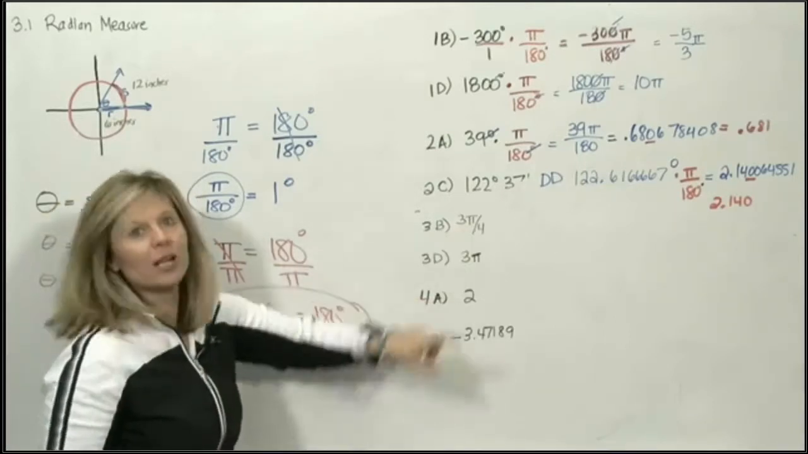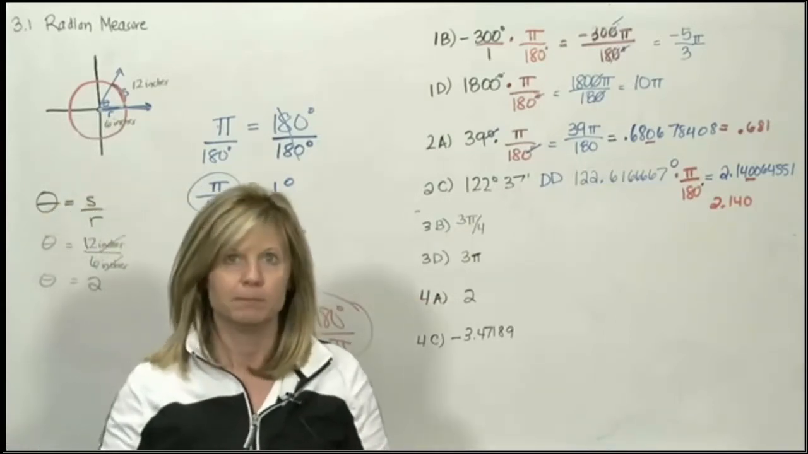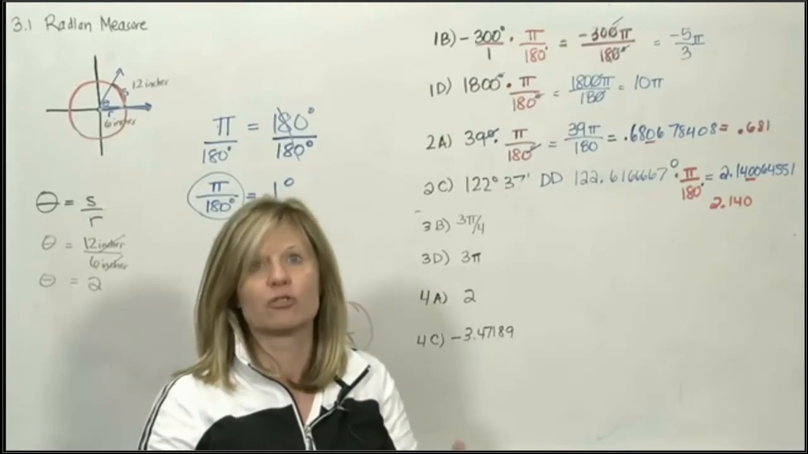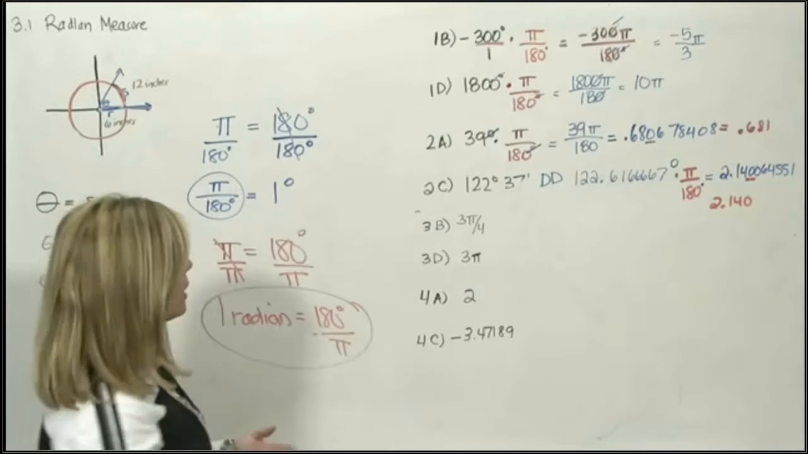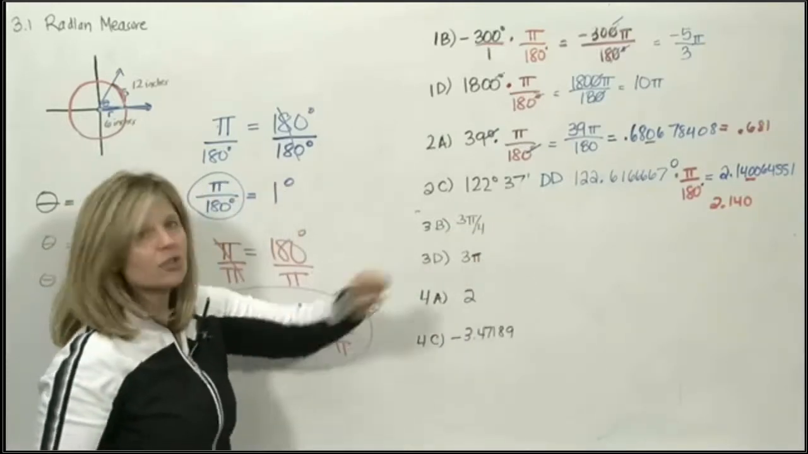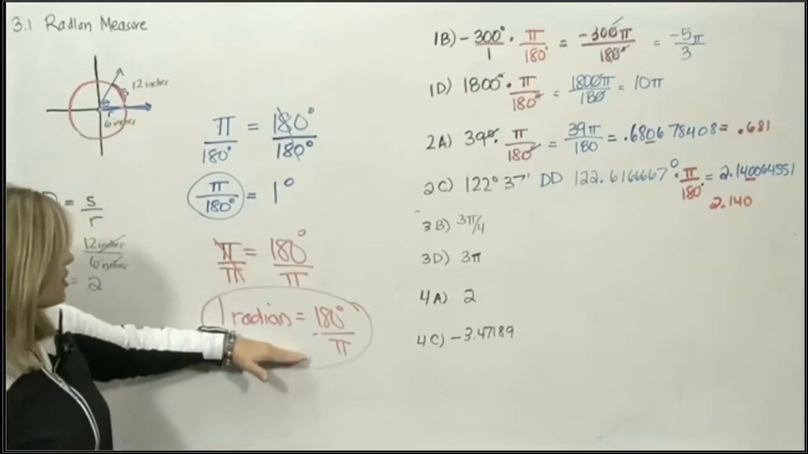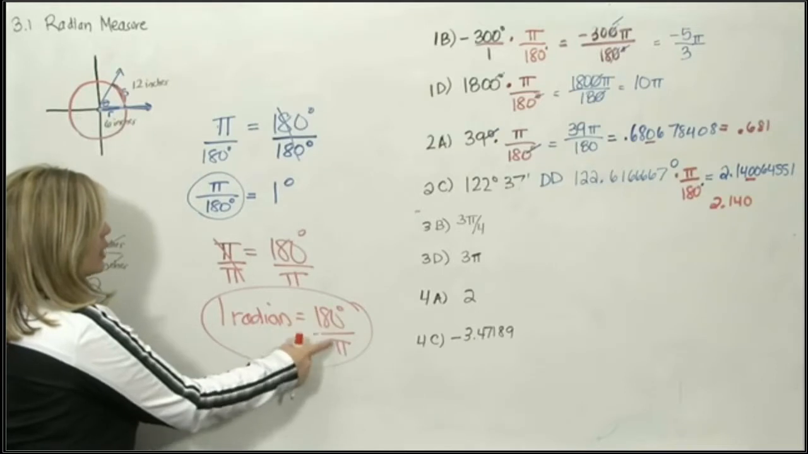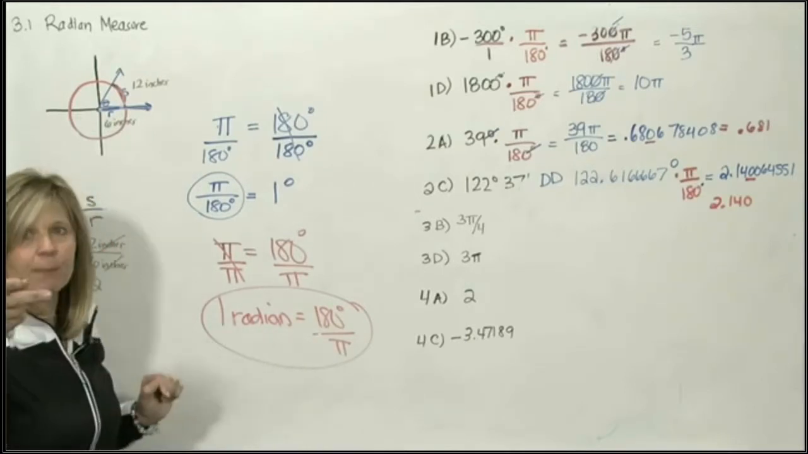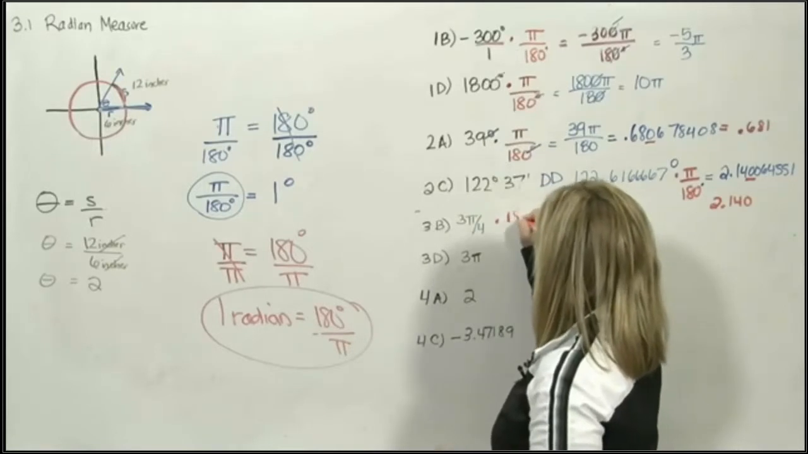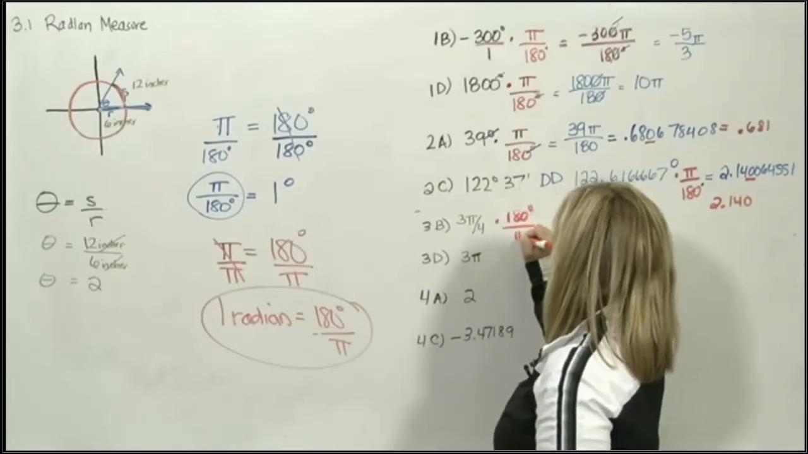You have no idea what 3 pi over 4 looks like. It is important in this course you do know what the angles look like. So it makes sense for us to change radians into degrees. How are we going to do that? We're going to do it by this conversion. 1 radian is 180 degrees over pi. It's the reciprocal. So we're going to take this 3 pi over 4 radians, and we're going to multiply it by 180 degrees over pi.